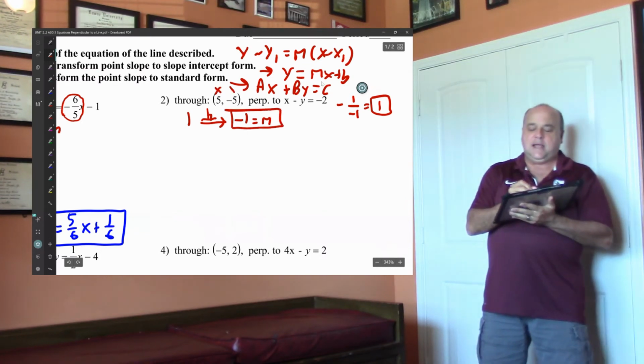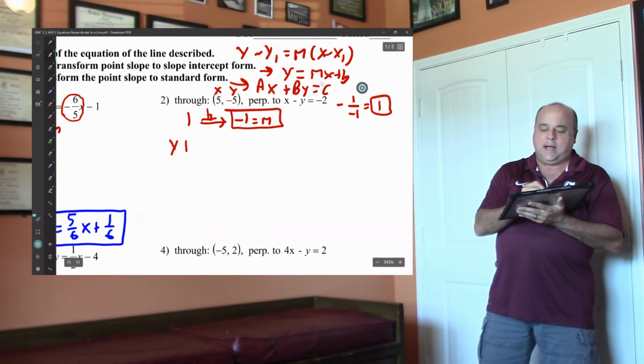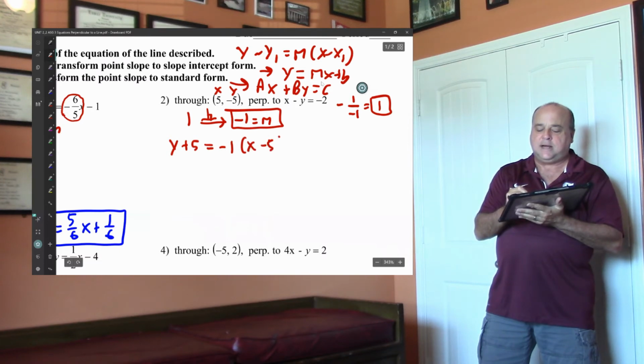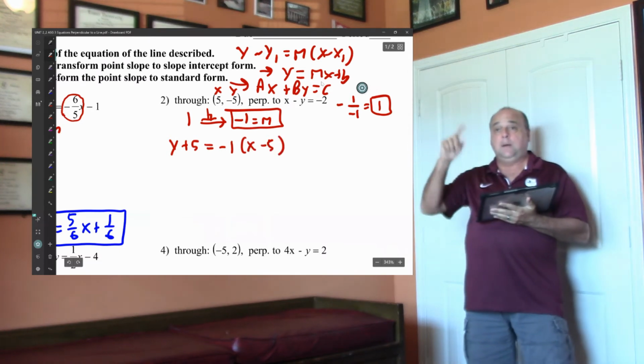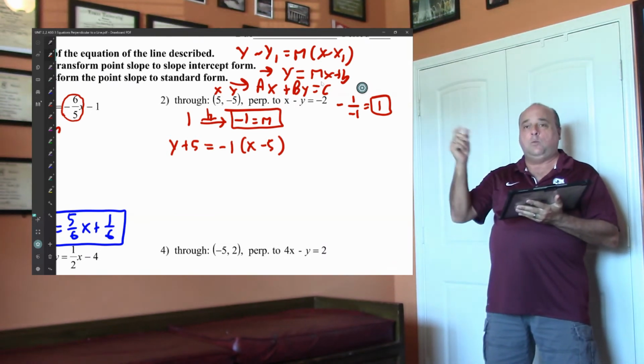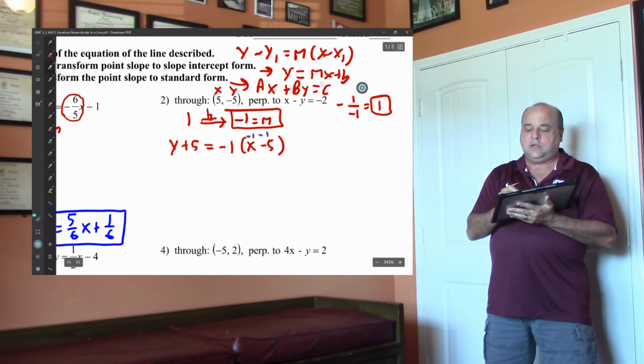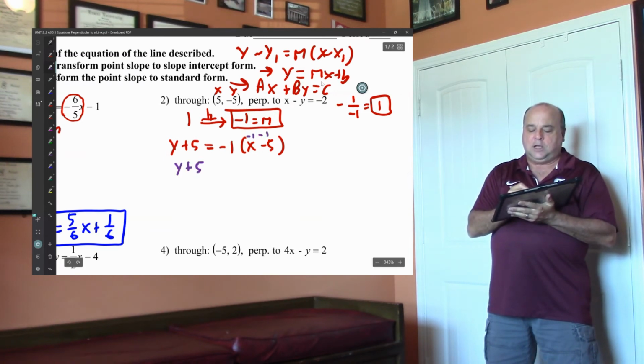Now then, this is my x, this is my y. I'm going to plug it into point slope. So y plus 5 equals negative 1 parentheses x minus 5. So remember, the x and y switch signs and you just plug the slope in. Now then, I want standard form. This is easy. I don't have a fraction, so I'm going to distribute the negative 1. y plus 5 equals negative x plus 5.